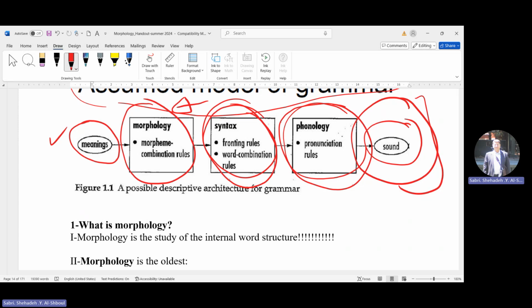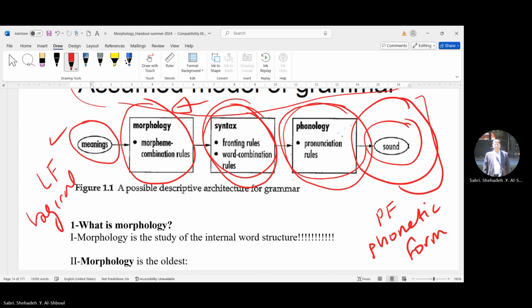According to this model, we find the output of this system is the spoken, or let's call it the PF, right? And here the input is LF. Here, by PF we mean phonetic form, and here logical form is the input, right? So this kind of output, which is the PF, is the spoken or the written realization of the linguistic expressions, allowing communication to take place.